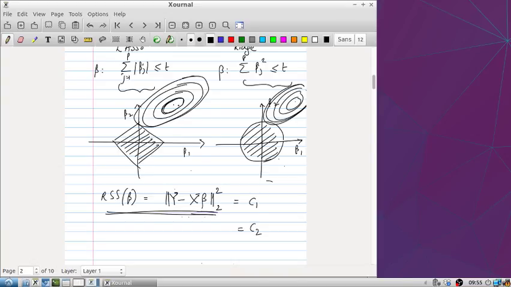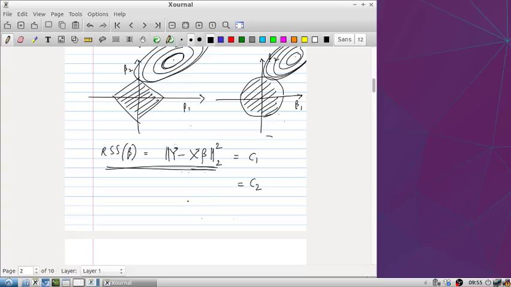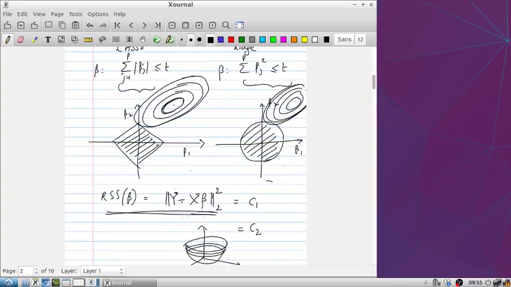A better picture would be to think of a ball like this over a 2D space, beta 1 and beta 2, with the third dimension being the function value. We are just connecting all these points, completing the circles along the ball and pushing them down. That's the contour plot.